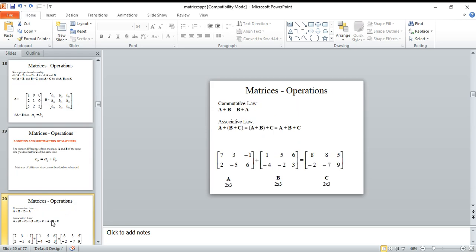Commutative law: A plus B equal to B plus A. This is the commutative law. Associative law: A plus B plus C equal to A plus B plus C.